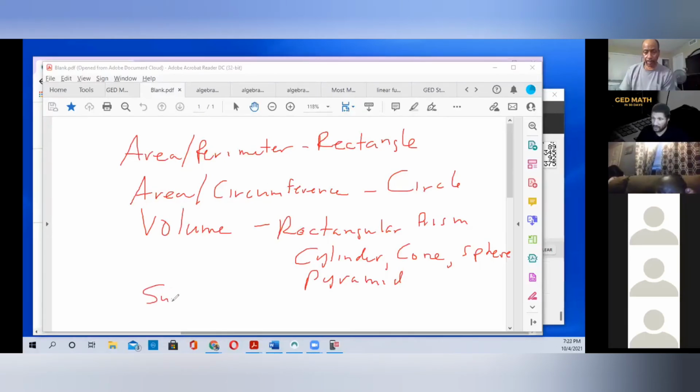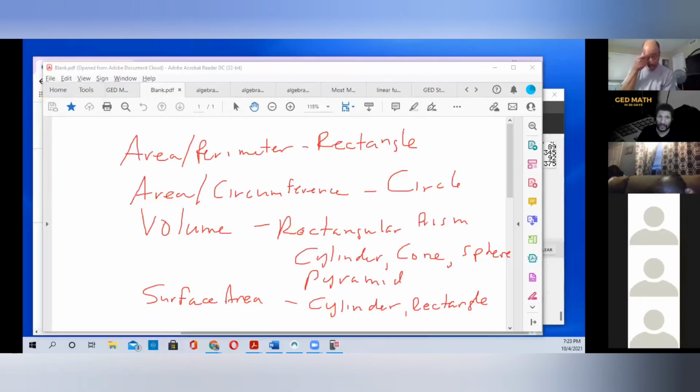Surface area. They usually ask you one, and they usually ask you either of a cylinder or a rectangle. And then the last one, I ran out of room.